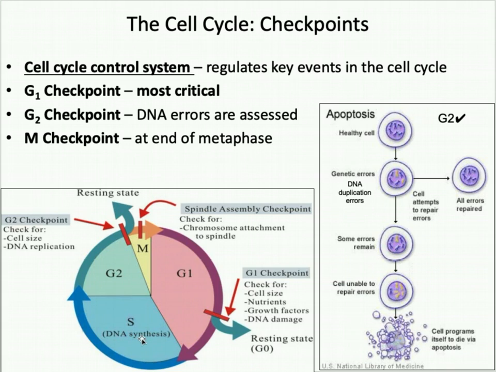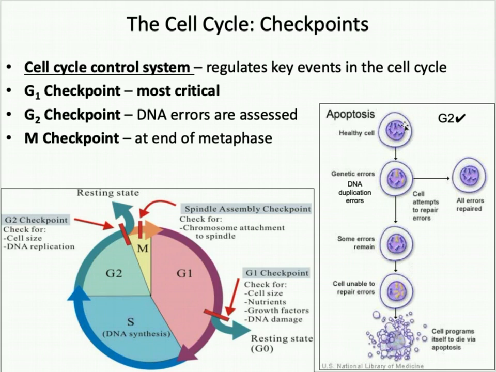duplicate that DNA, and then go into G2, where there's another checkpoint where the cell will check for its size, if it still has enough room to grow, and then check to see if the DNA replication is correct. Okay, so here is an example of what can happen during G2.